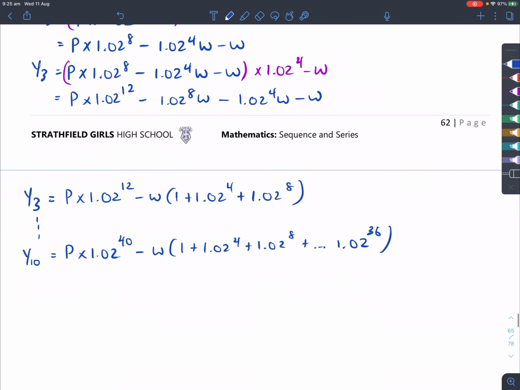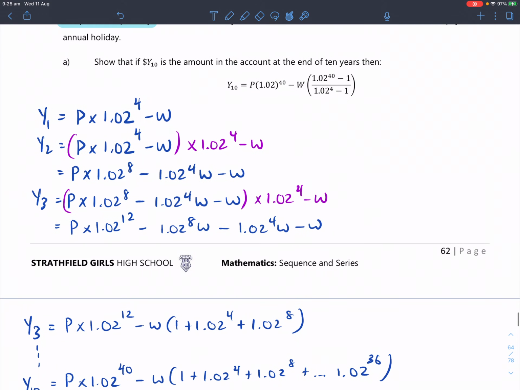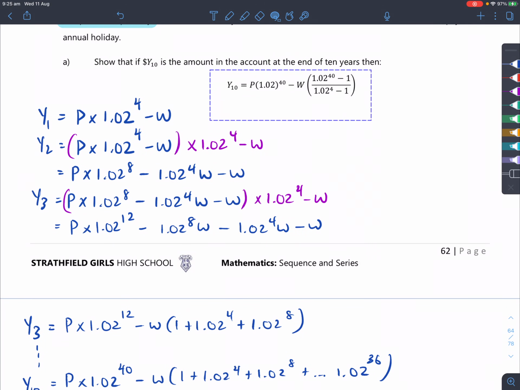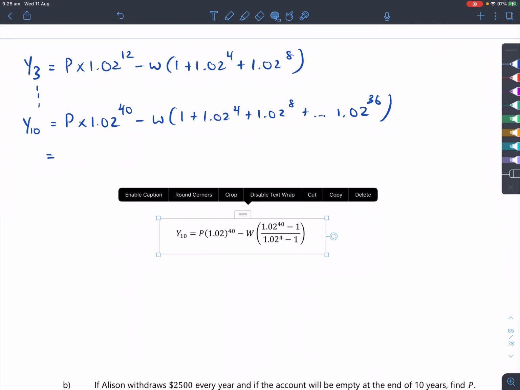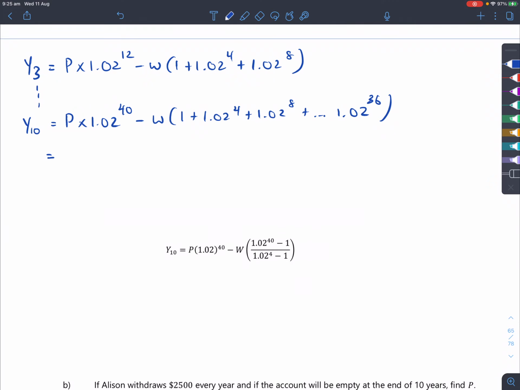All right? Now, what I'm going to do is I'm going to try and aim for this expression right here. Okay, let me just copy that down so you can see that. Here we go. So I'm trying to achieve that. Right, so I'll just keep writing the Y10 since it's on the left side anyway. Then I'll have P times 1.02 to the power 40 minus W.